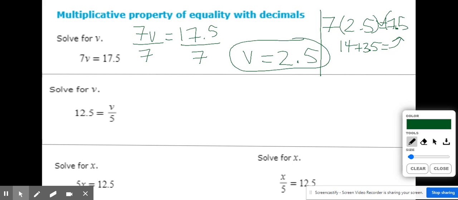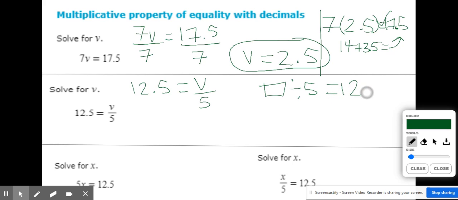We've got 12.5 is equal to V divided by 5. So that means that we've got some number, right? Some number divided by 5 is equal to 12.5. That's what this means, okay? V divided by 5 just means that some number, V, divided by 5 is equal to 12.5. And I'm not sure what that is off the top of my head either.